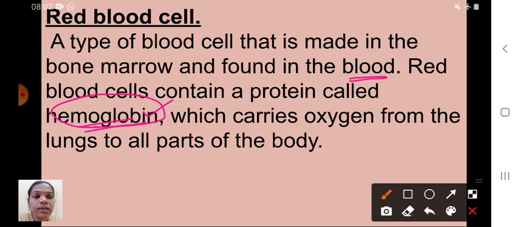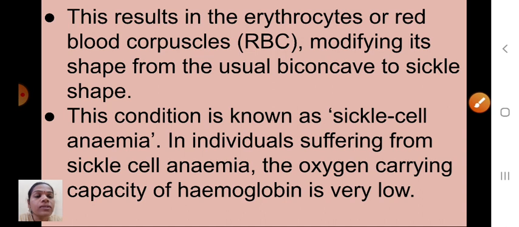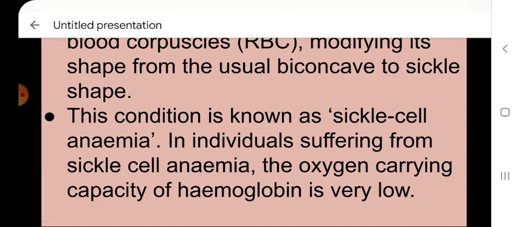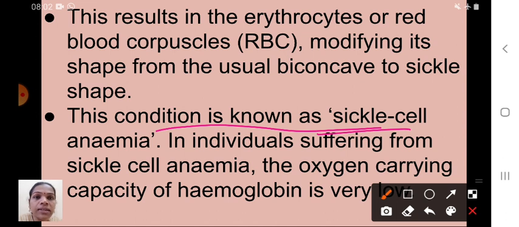Okay, children. Yes, so this condition is known as sickle cell anemia. Which condition? This results in the erythrocytes or red blood cells modifying their shape from biconcave to sickle shape. That's why this condition is called what? Sickle cell anemia. In individuals suffering from sickle cell anemia, the oxygen carrying capacity of hemoglobin is very low.